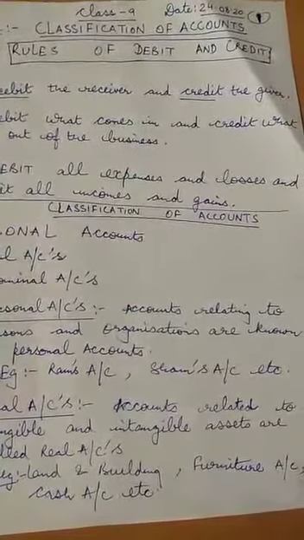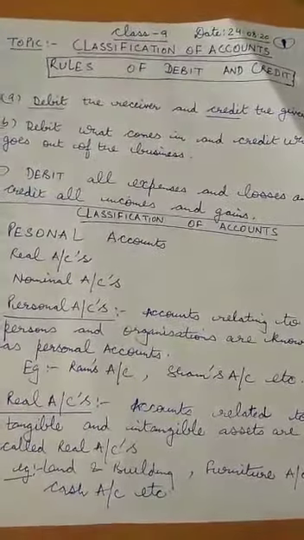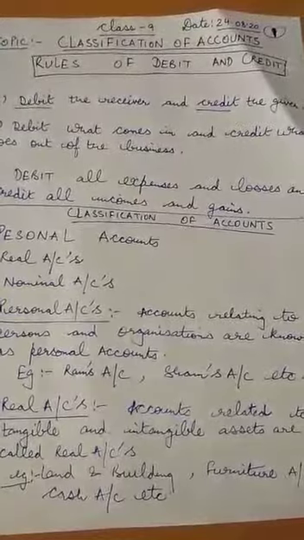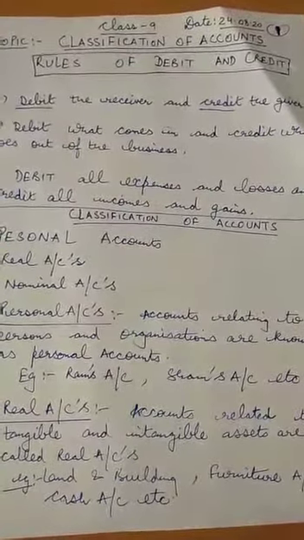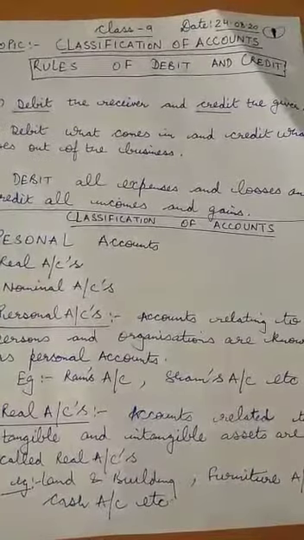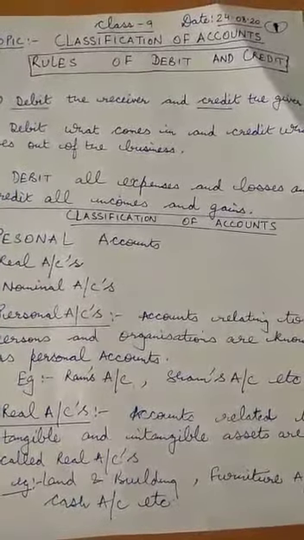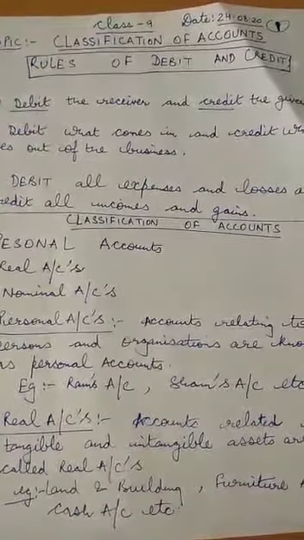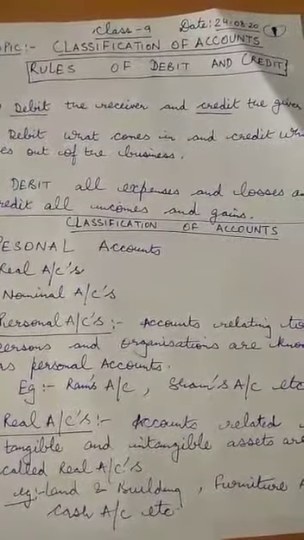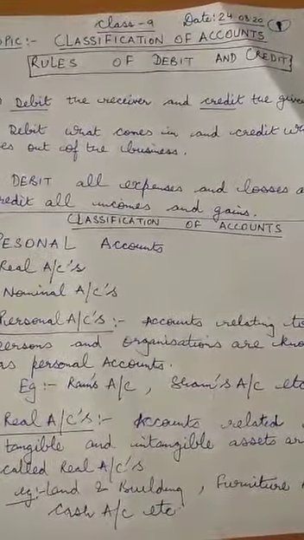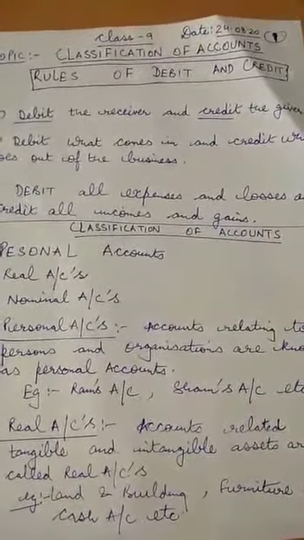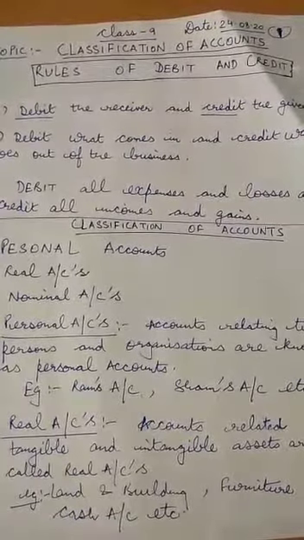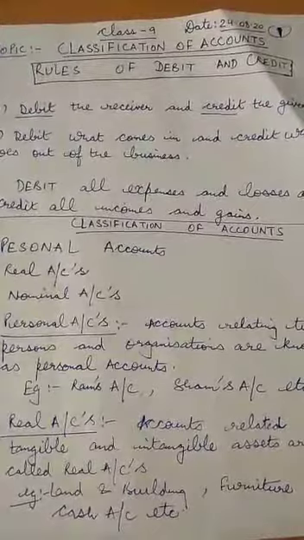Now, let us know what the rule of nominal account says. Children, I have mentioned over here debit expenses and losses and credit income and gain. Now, let us understand this also with the help of a small example. When we say, children, debit all the expenses and losses, say for example, there is a firm which pays rent for the office. The office is on rent. So in this case, the rent is an expense for the firm. So rent account will be debited because it is an expense.